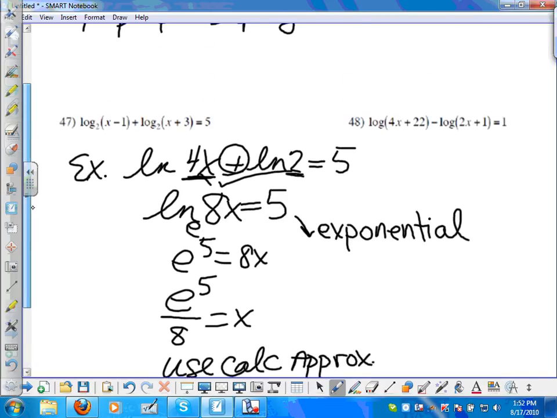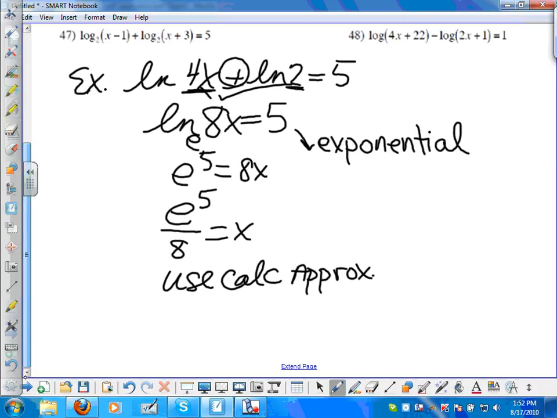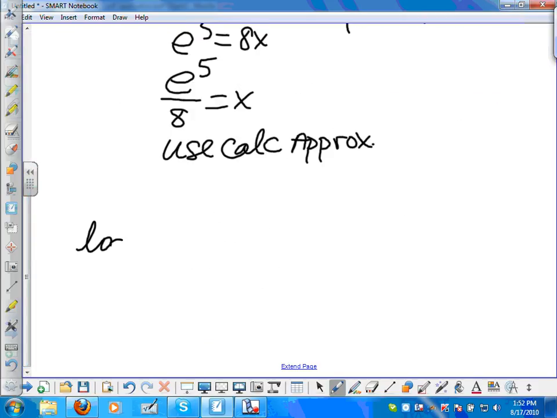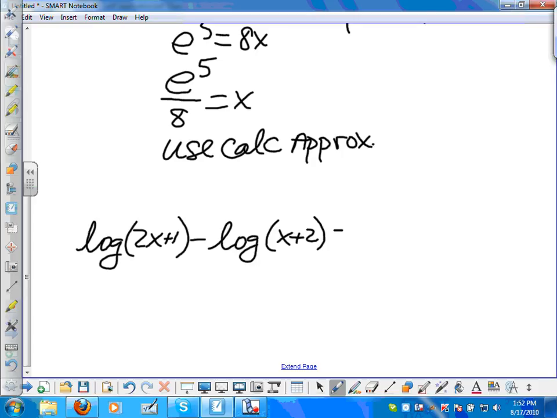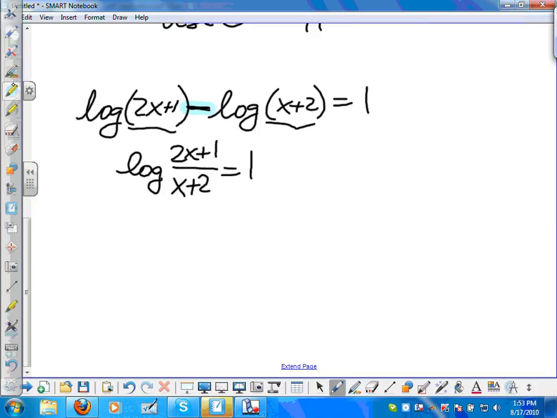Now, if you go do a problem like number 48, you have, let's see, I'm just going to make up something similar, log of 2x plus 1 minus the log of x plus 2 equals 1. Well, subtraction means we need to write the arguments as a quotient. So this is going to be the log of 2x plus 1 divided by x plus 2 equals 1. So now we're down to one log just like before.